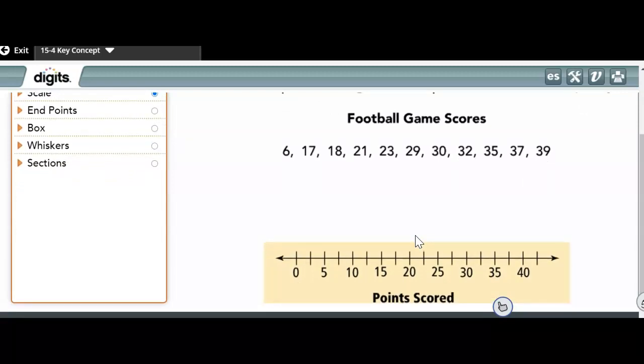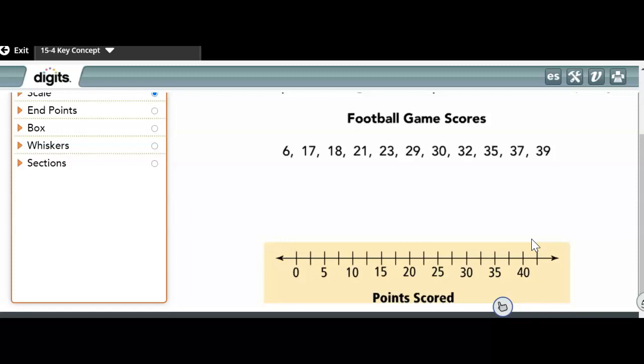This is a good scale because our minimum is 6, which gives us space in between 0 and 6. Our max is 39, which gives us a little bit of space. I would say anything from 0 to 40, 0 to 50 would be a good scale.